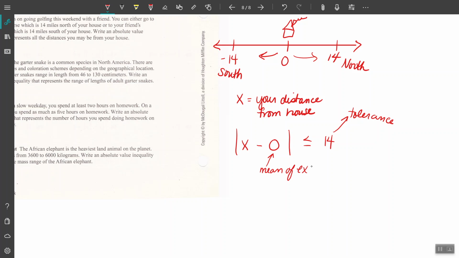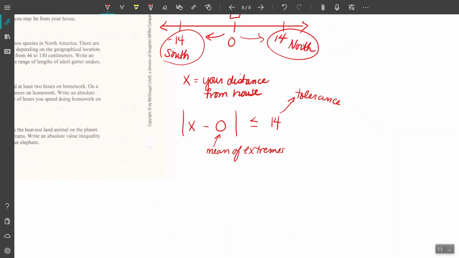All right, the extremes being the extreme north distance, which is 14, and the extreme south distance, which is negative 14. We don't actually need to have that 0 in there because it's a 0. We can take that out and just leave it as x. The absolute value of x is less than or equal to 14. So that's your actual answer.